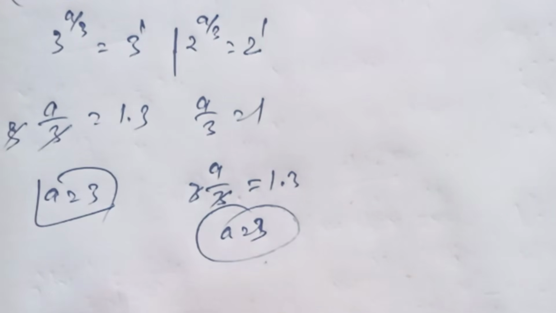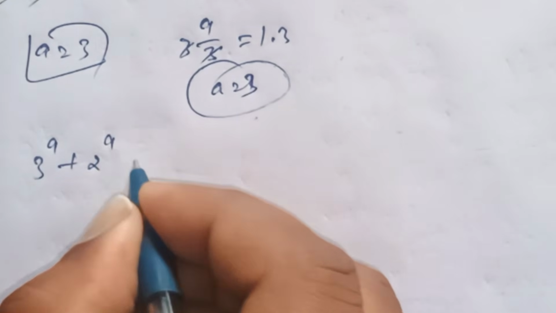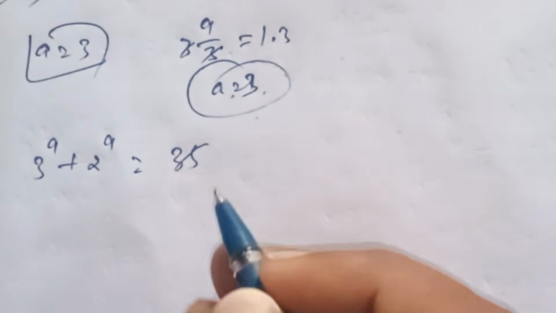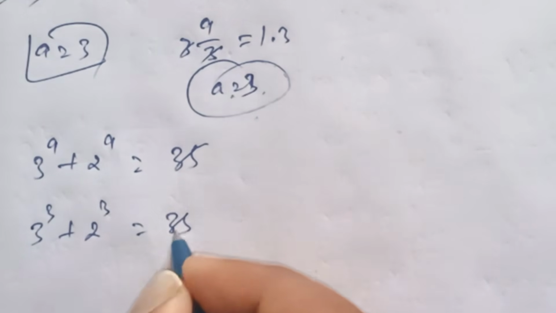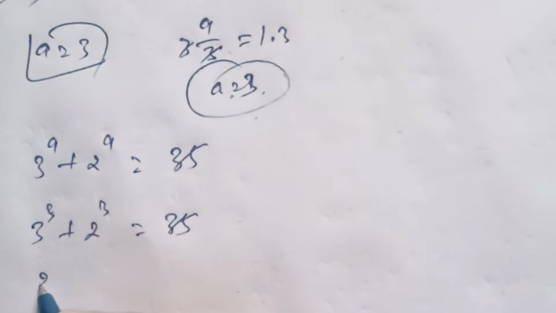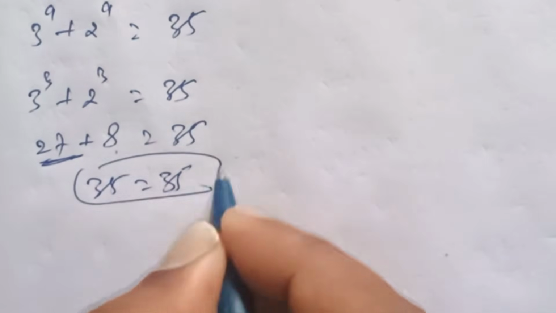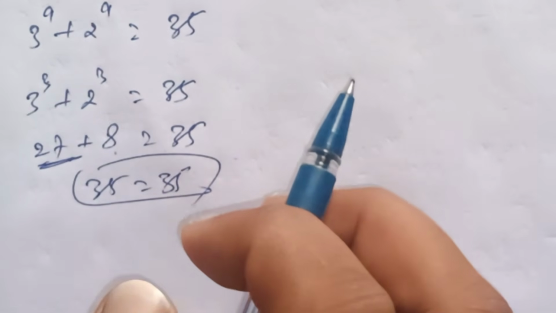Therefore, let's check whether this value will be correct or not. 3^a + 2^a = 35. Here in the question, a value is 3. Therefore, 3³ + 2³ = 35. 3³ is 27. 2³ is 8. 27 + 8, that is 35, is equal to 35. LHS and RHS both are equal. So the value of a = 3 is correct for this solution.